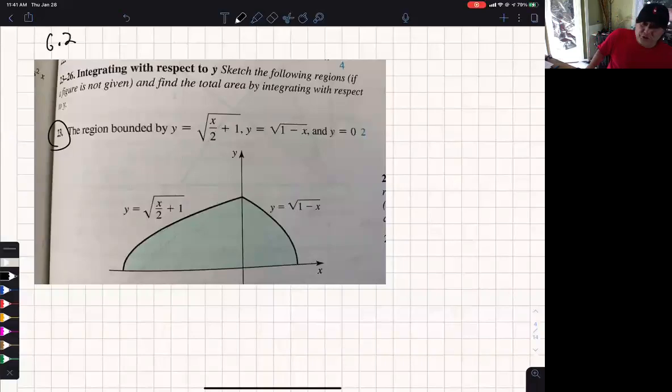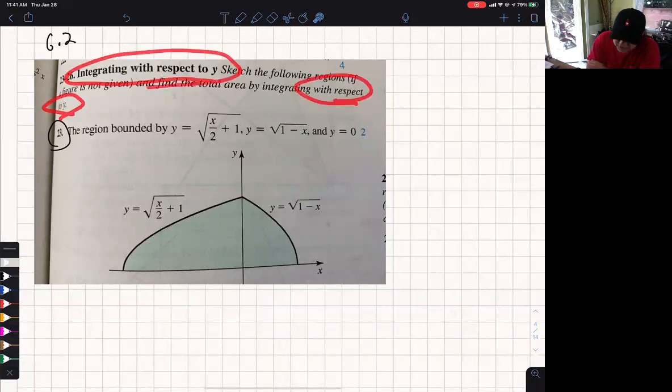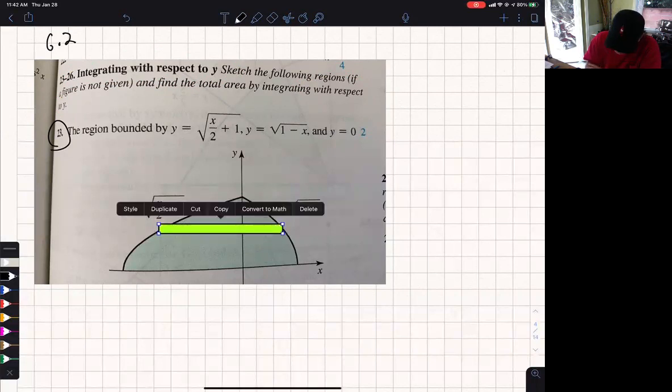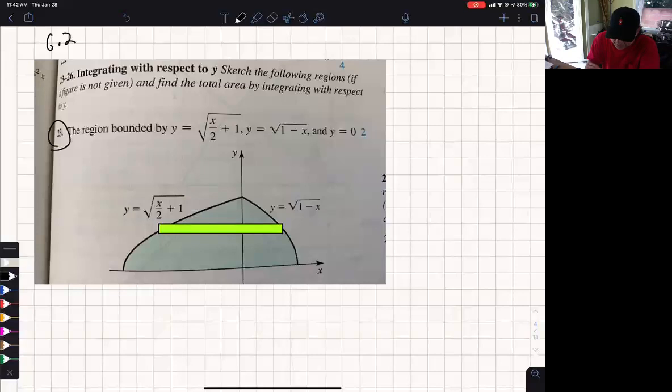So this is 6.2, number 23. If you read the instructions, they want integrating with respect to y. That means I'm going to have horizontal rectangles. So I'm going to draw a representative rectangle. So that's what a rectangle is going to look like.